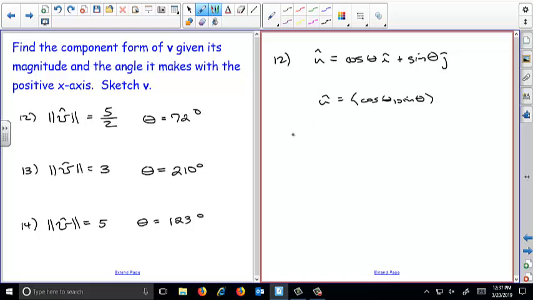Let's use unit vector notation. So we'd have the unit vector that's in the same direction as this directional angle is going to be equal to the cosine of 72 degrees.